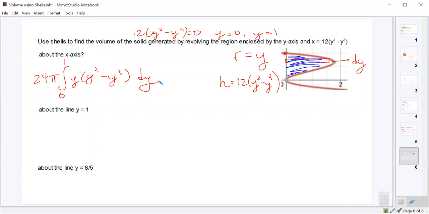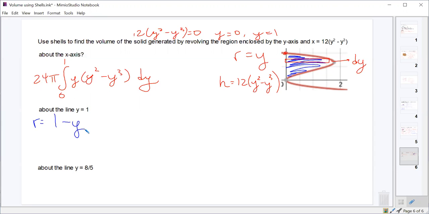Relatively straightforward. What about if we decide to move it around the line y equals 1 instead of around the x-axis? Would the thickness change? Just the radius. Everything else would stay the same. The thickness, the height, the limits of integration, everything would be the same. All that would change would be the radius. And what would the radius be if we were going around y equals 1? Just 1 minus y.